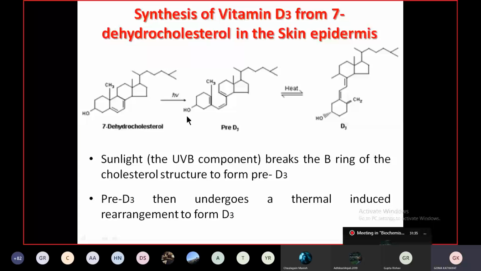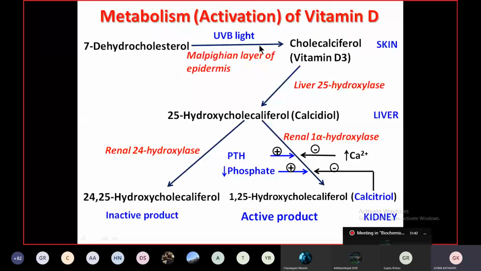This is the same thing: 7-dehydrocholesterol in the presence of UV light. Vitamin D is synthesized in the Malpighian layer of the epidermis. Cholecalciferol is the inactive form of vitamin D.